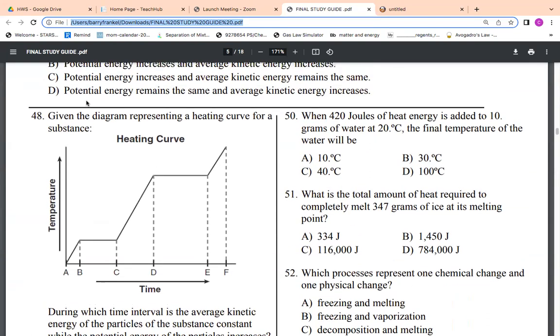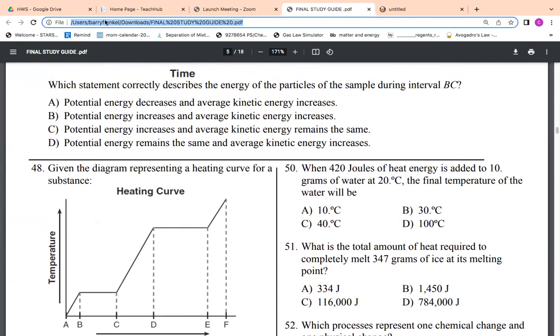Okay, another heat equation question. So when 420 joules of heat, again, Q equals MC delta T, 420 joules of heat energy is added to 10 grams of water at 20 degrees Celsius, the final temperature of the water is what? Now remember that this equation can be expanded. So I'm going to erase that, and I'm going to specifically write T2 minus T1.